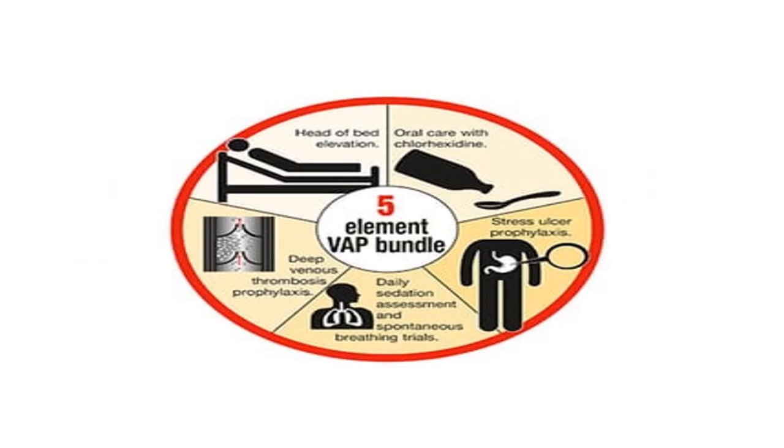So what are the VAP bundles? That is, what are the bundles we will follow to prevent ventilator-associated pneumonia? Keep the patient's head elevated. That is, at 30 to 40 degrees, 45 degrees, keep the patient elevated so that it prevents aspirations. And oral care with chlorhexidine. That is 0.12% chlorhexidine, we do oral care. Stress ulcer prophylaxis. That is, we give pantoprazole.